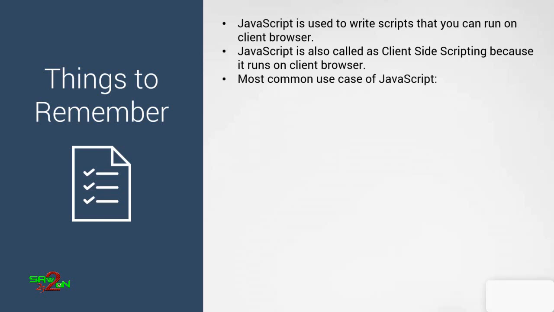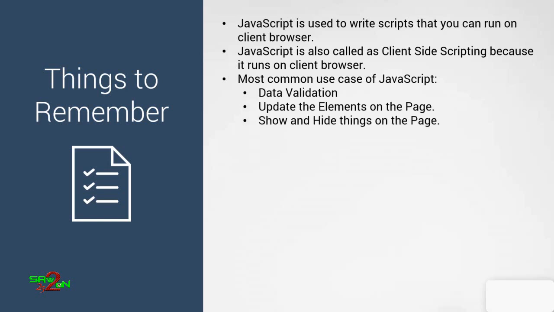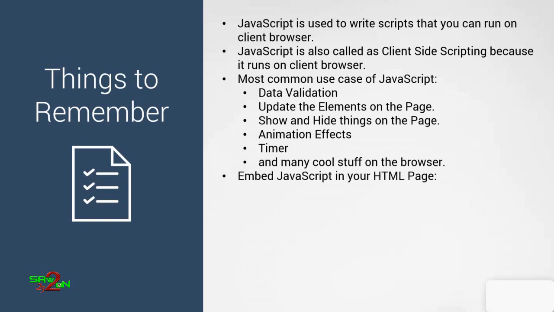And the most common use cases of JavaScript, we have seen in these examples, like data validation, update the elements on the page, show and hide things on the page, animation effect, and also timer. We haven't done the exercise on each of these items, which we'll be doing in the upcoming section of JavaScript, how to write this, how to control all these things. But understand that if you want to write JavaScript, these are the things that you can do, and many more things, cool stuff on the browser.